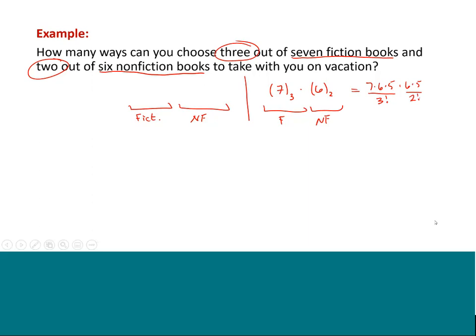Now, the nice thing about this is, notice 3 factorial is 3 times 2 times 1, that's 6. And 2 factorial is 2 times 1, or 2. So this means the first section that deals with the fiction books, the 6 and the 3 factorial will cancel, so we'll have 7 times 5, or 35.